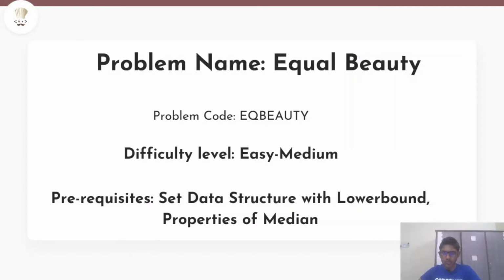So today's problem is Equal Beauty. The difficulty level of this problem is easy-medium, and you need to know the set data structure along with the lower bound function which is present in C++, and an important property of the median of an array of n integers. I'll be using these two main techniques along with some casework to solve this problem.